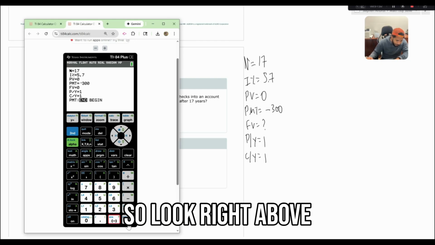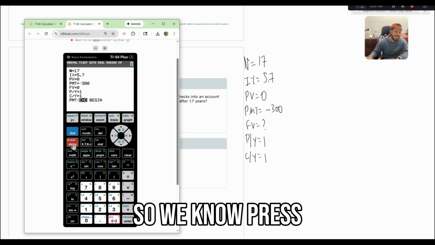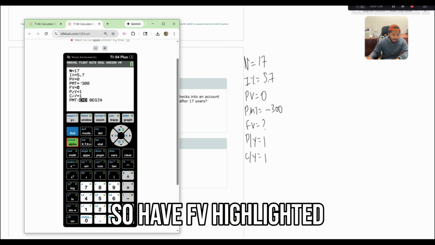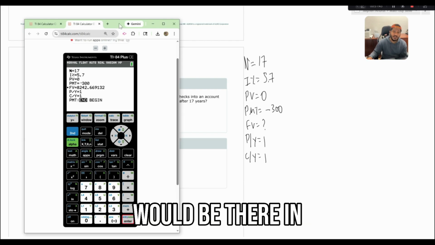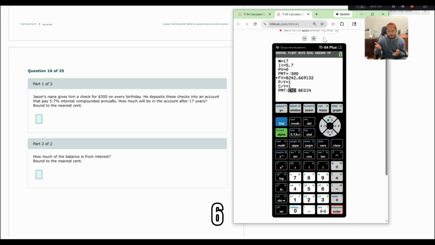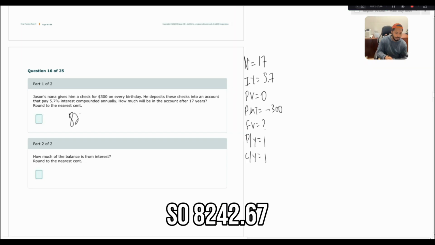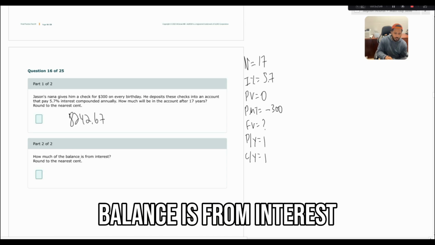So look right above the enter button is solve, right? So there's the green, so we know we press alpha enter. So have FV highlighted, press alpha enter, and now it tells us the amount that would be there in the future. So here we got 8242.67.